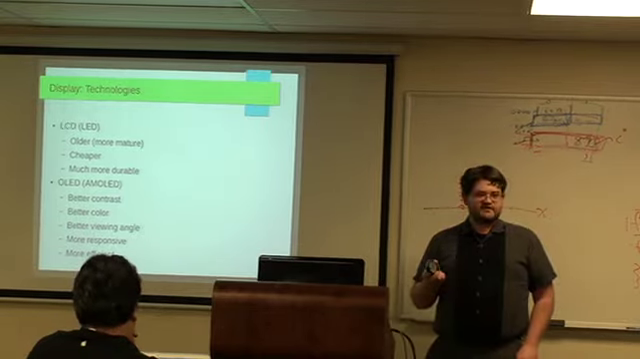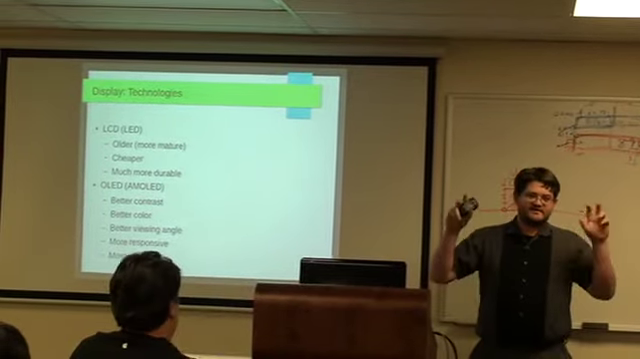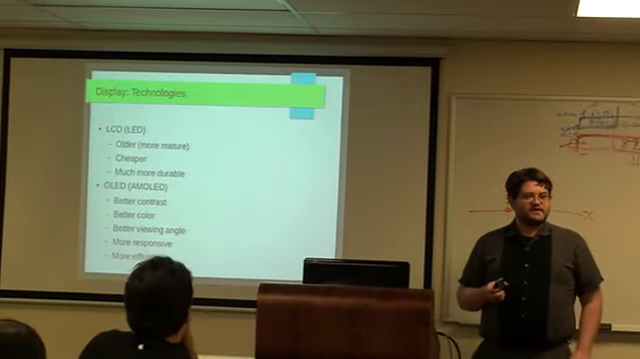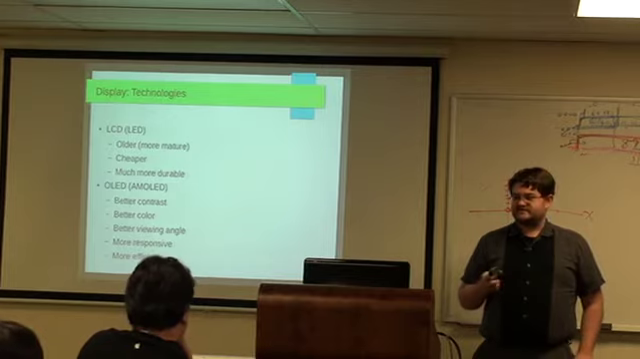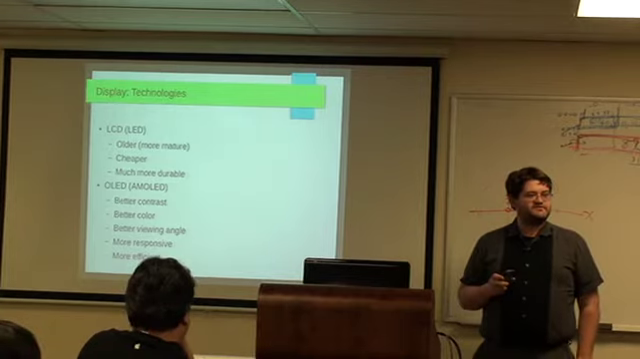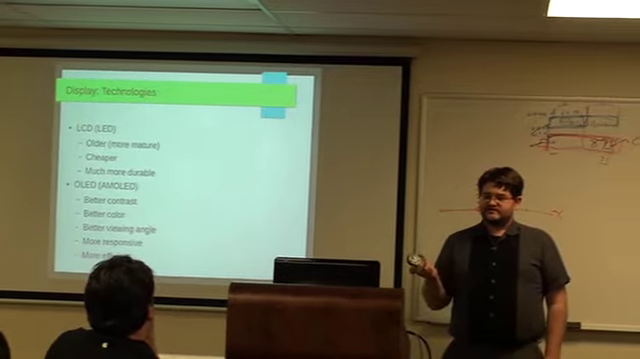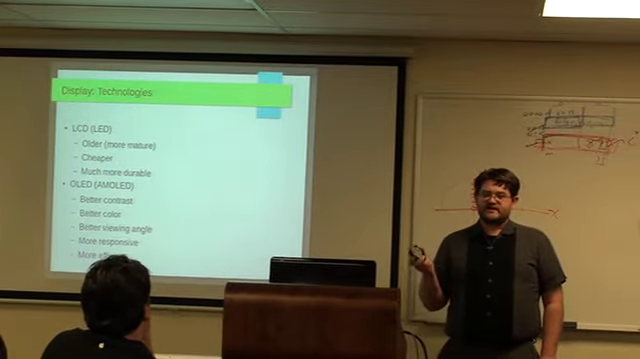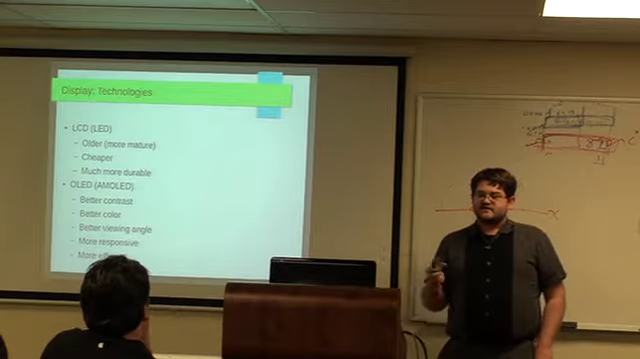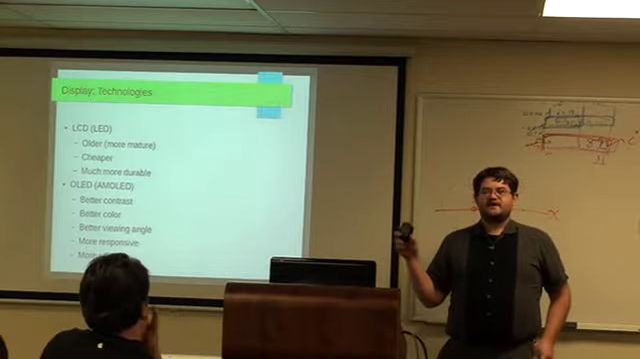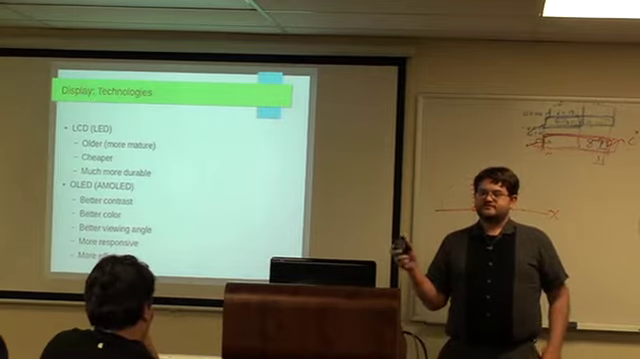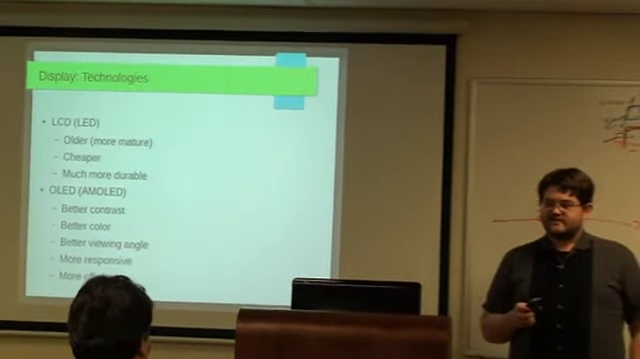LCD technology also has the LED, but that's really nothing but a different backlight display technology, and it's not really hyped up as much in phones as it is in TVs and stuff. You also have the OLED, which is organic light-emitting diode. Its main alternative version is the active matrix OLED.